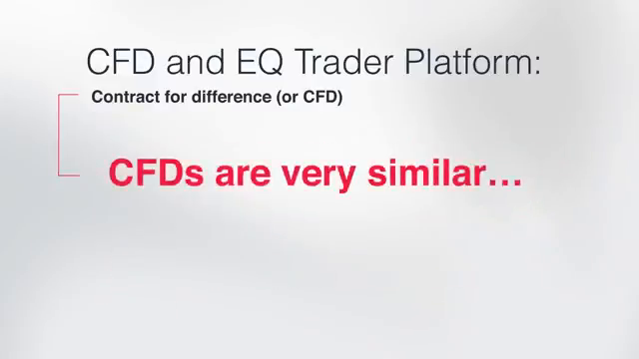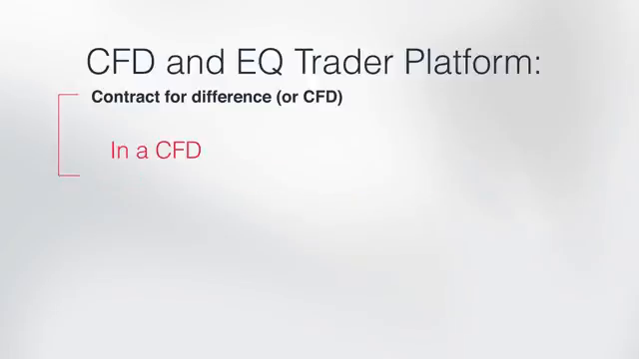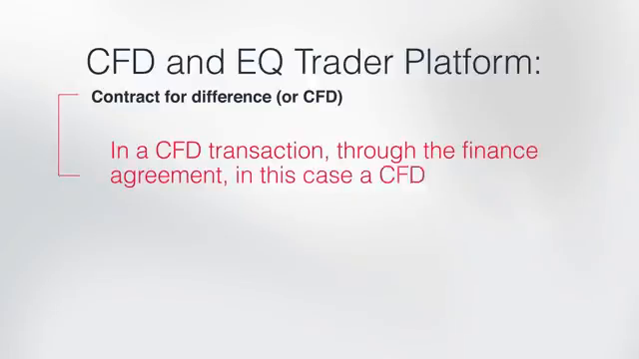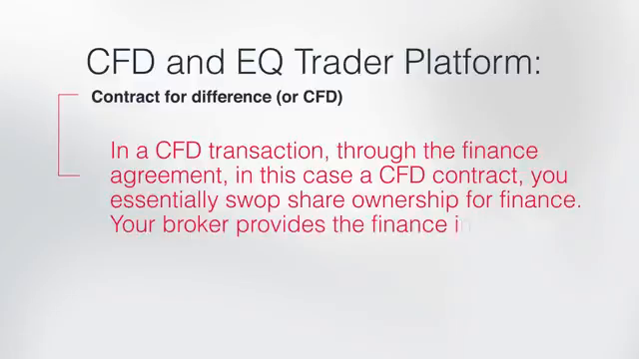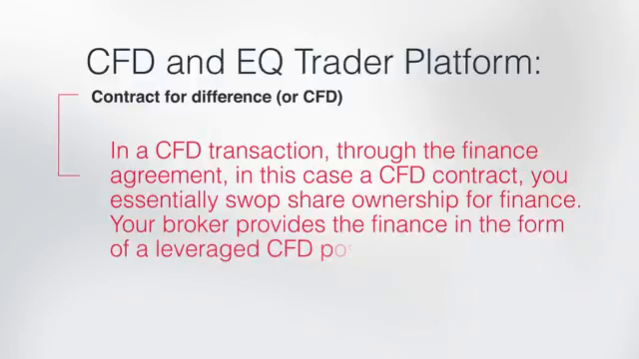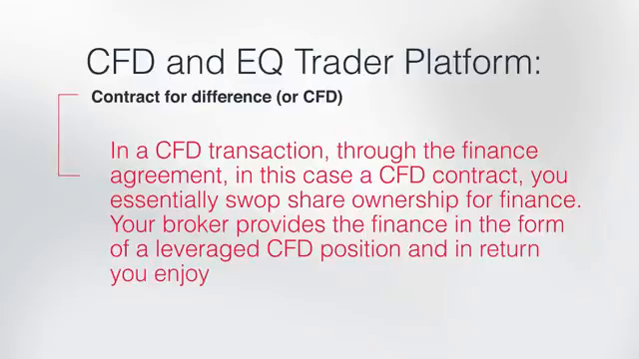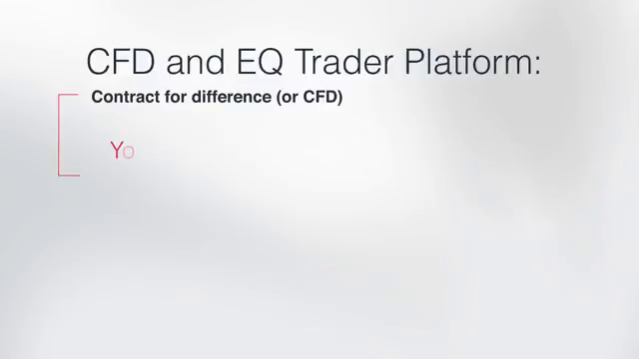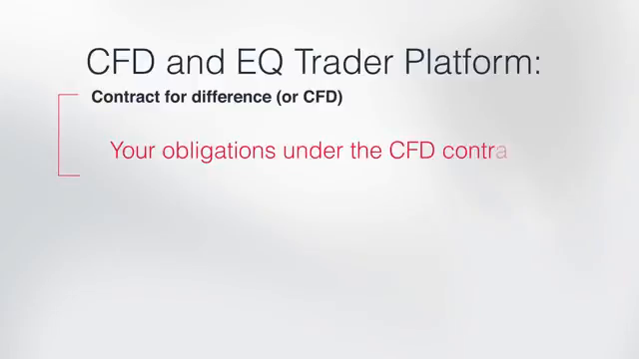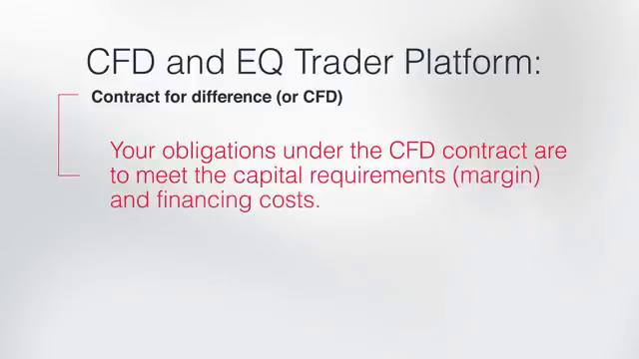CFDs are very similar. In a CFD transaction, through the finance agreement, in this case a CFD contract, you essentially swap share ownership for finance. Your broker provides the finance in the form of a leveraged CFD position, and in return, you enjoy the economic benefits of share ownership. Your obligations under the CFD contract are to meet the capital requirements, margin, and financing costs.